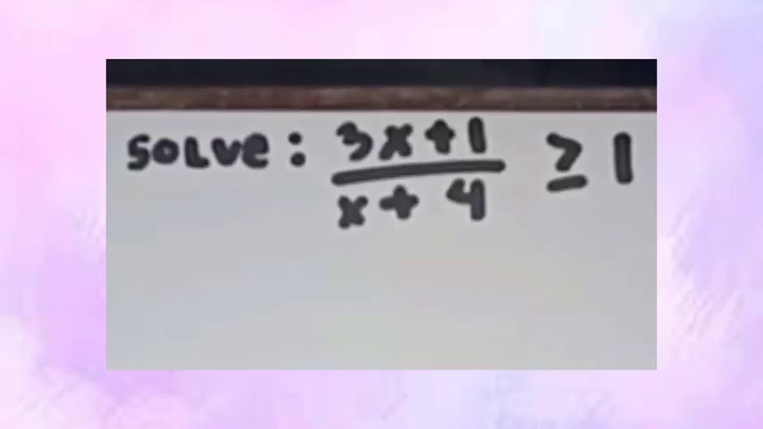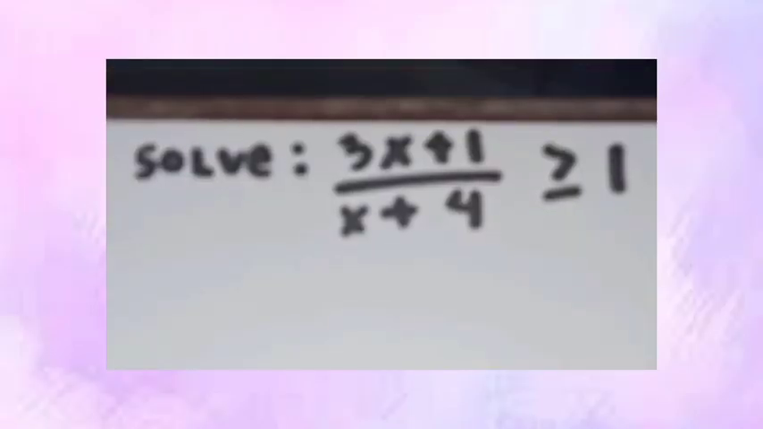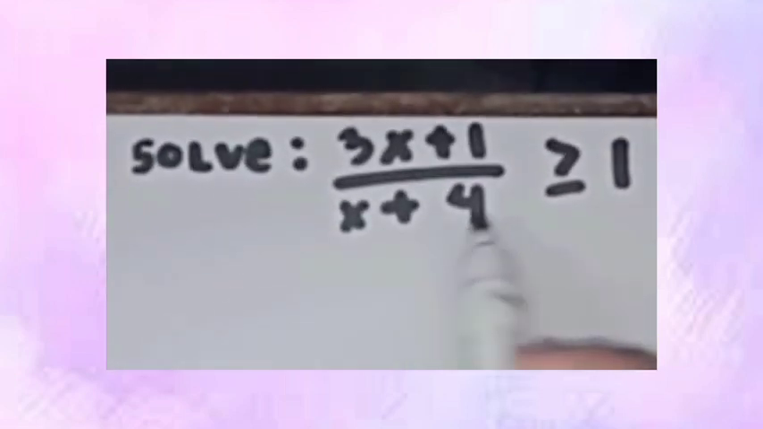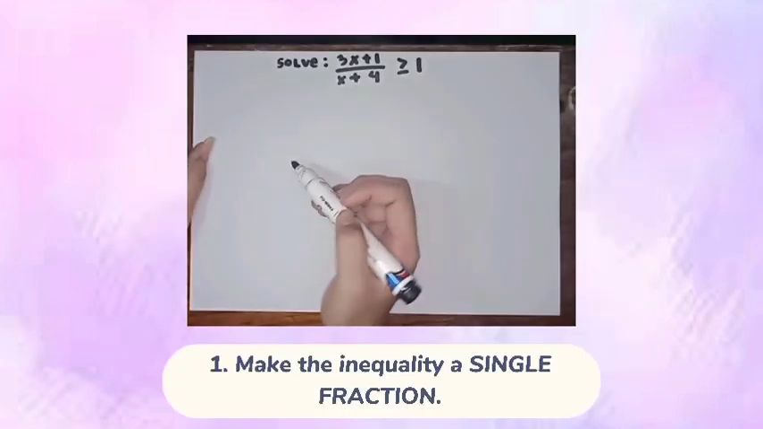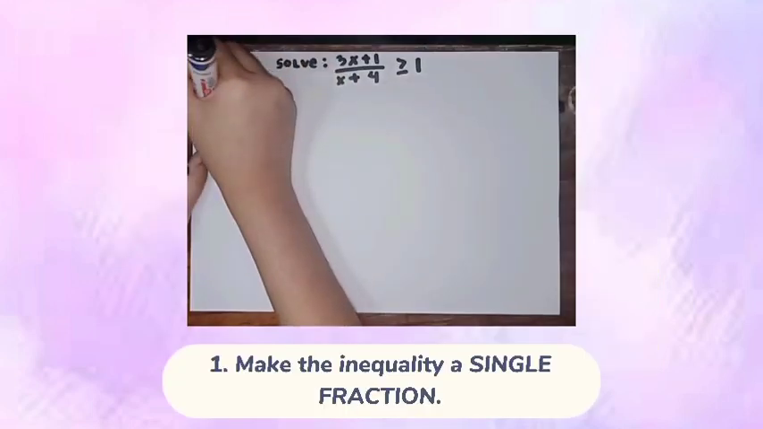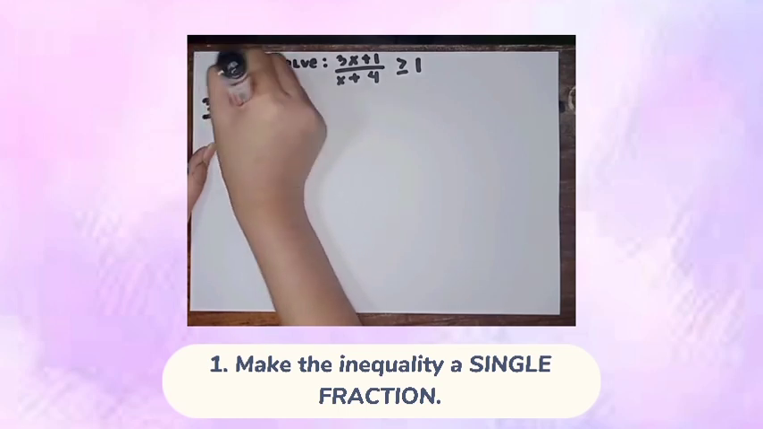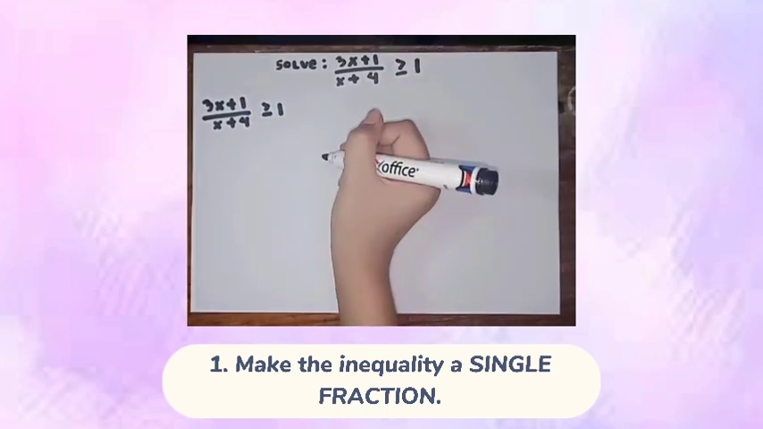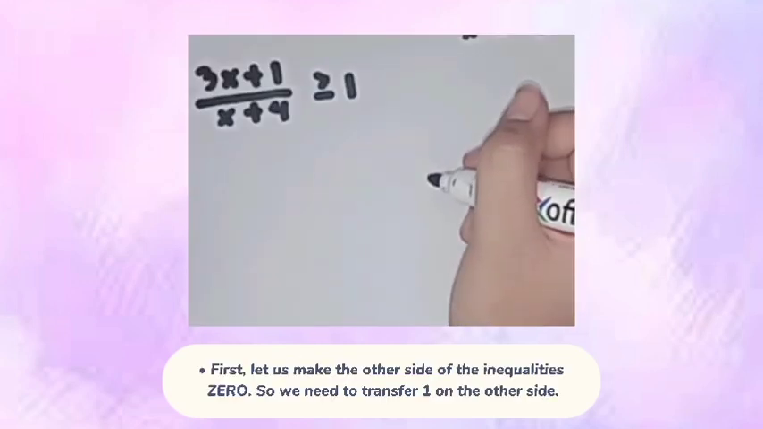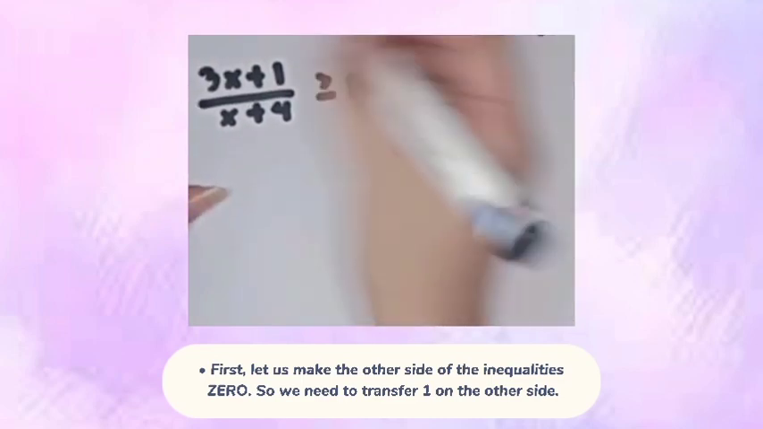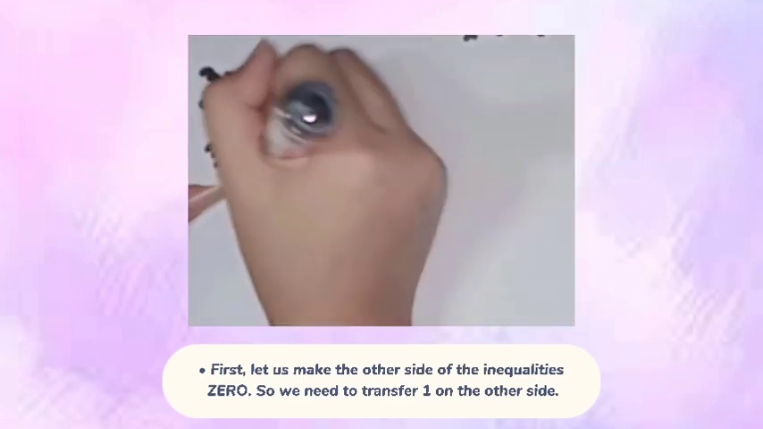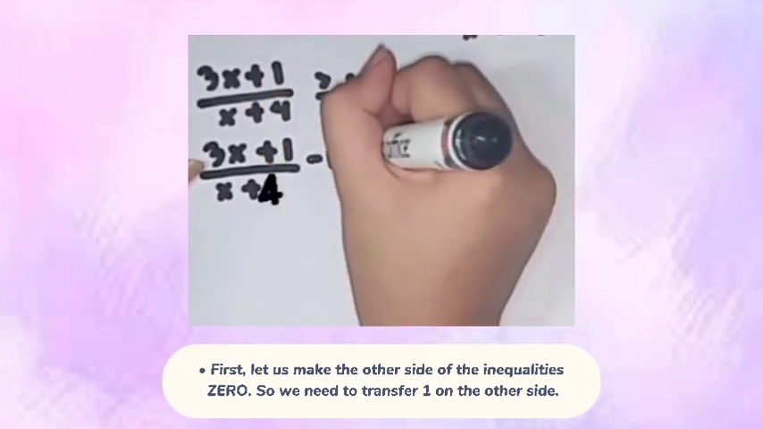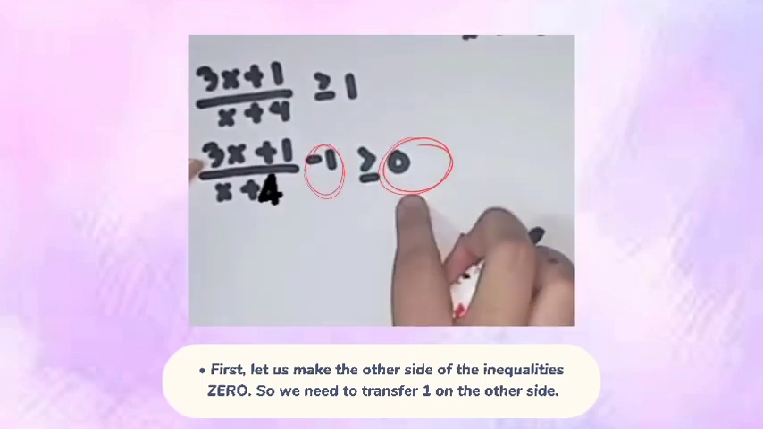For the second part, we are going to solve for the inequality of 3x plus 1 over x plus 4 greater than or equal to 1. So the first step, we are going to make this a single fraction. To start doing that, we are going to make the other side of the inequality 0. To do that, we are going to transfer 1 to the other side. Thus, we have 3x plus 1 over x plus 4 minus 1 greater than or equal to 0.